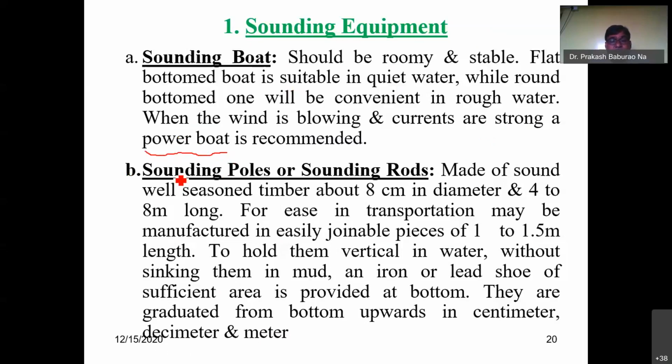And these sounding poles or sounding rods are made of seasoned timber. Its material is timber. It may be circular, with a diameter of 8 centimeter, and the length of this rod is 4 to 8 meter. But this is applicable only for shallow water bodies.